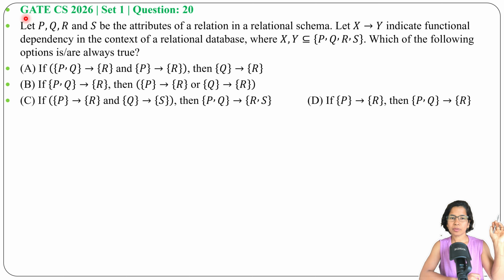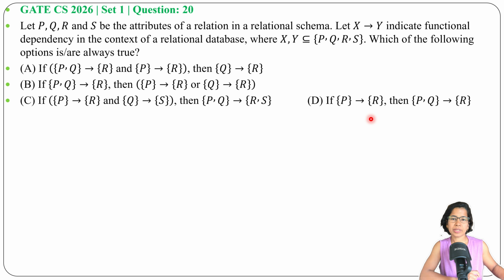Hey students, let's solve one previous question of DBMS. This question was asked in GATE CS 2026 set 1 question number 20. Let P, Q, R and S be the attributes of a relation in a relational schema. Let X implies Y indicate functional dependency in the context of relational database, where X, Y belong to P, Q, R, S. Which of the following options is or are always true?